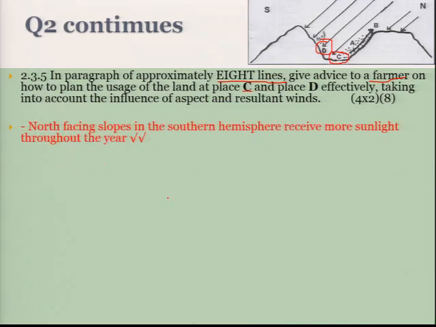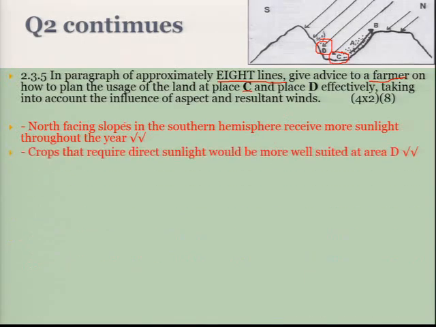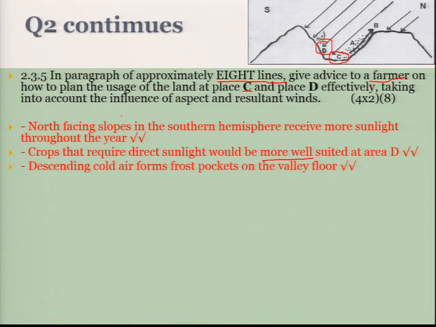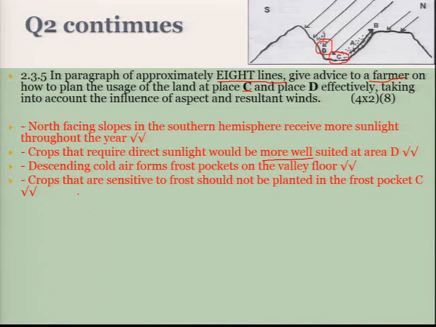Let's advise the farmer. Number 1, say to the farmer, check the north-facing slope in the southern hemisphere, which is D, will receive sunlight. Crops that require direct sunlight will be better placed there. Descending cold air from the frost pocket on the valley floor, because at C now it starts to be colder. Then crops that are sensitive to frost should not be planted at C. And the farmer will show that.